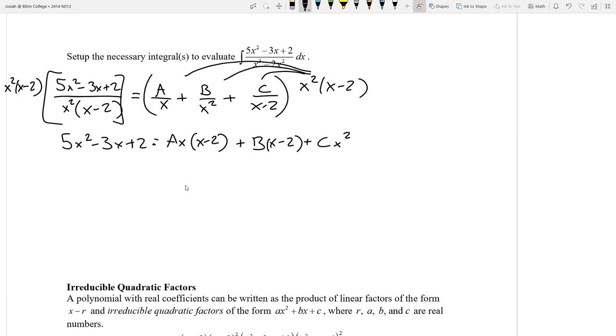And so from here, we'll go ahead and use our Heaviside method. And we want to think about what x can we plug in to get rid of all but one of these terms here. And looks like the 0 here is going to work out just fine for us because we have an x here and an x squared here. So I'll end up with 2 equals 0 plus b times negative 2 plus 0. All right, so we get 2 equals negative 2b, and so b will be equal to negative 1.